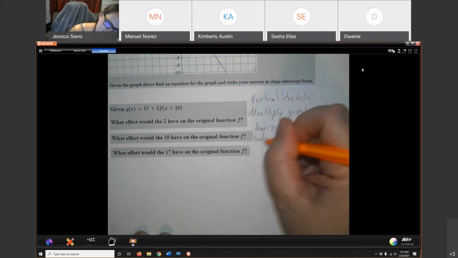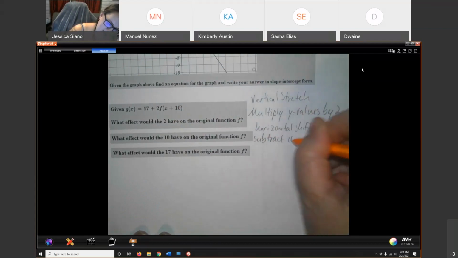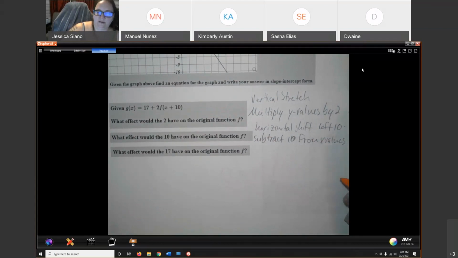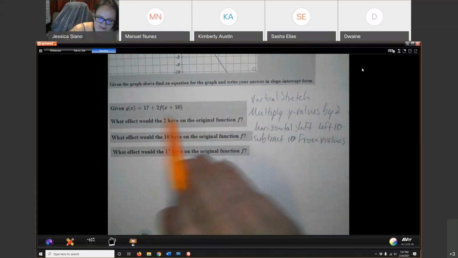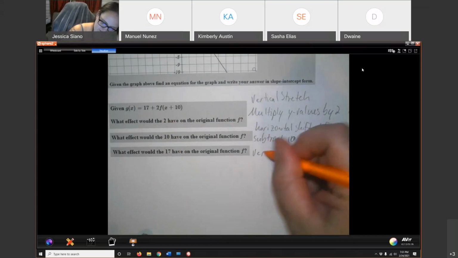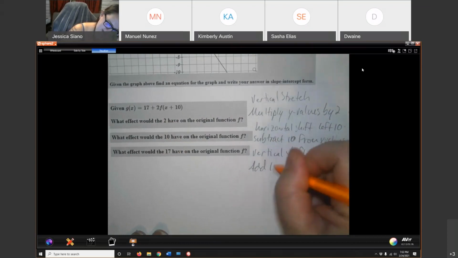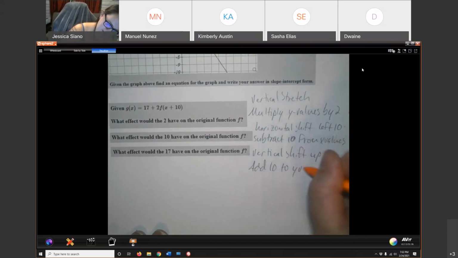And so then that means it would subtract 10 from the x values. And then this 17 on the outside would be a vertical shift. Up 17. So that would add 17 to the y values.